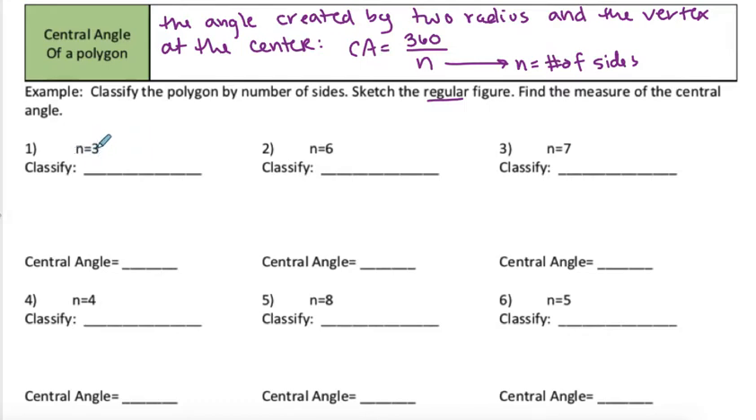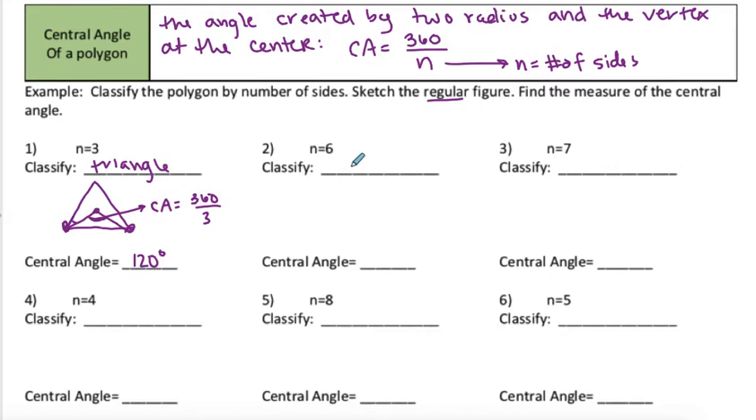So if I have a three-sided object, I would classify this as a triangle. The regular figure would mean that all the sides and all the angles were the same, making that an equilateral triangle. If I drew in one central angle, here's the center, here's two radii going out to the vertices here, my central angle would be 360 divided by 3. And when I calculate that, this measurement would be 120 degrees from here to here.